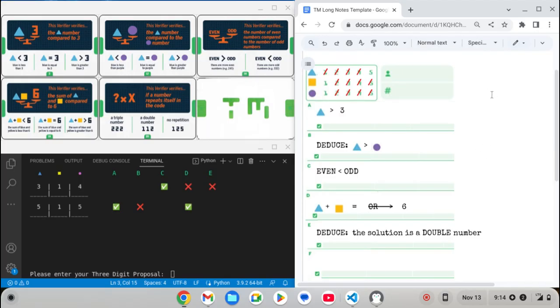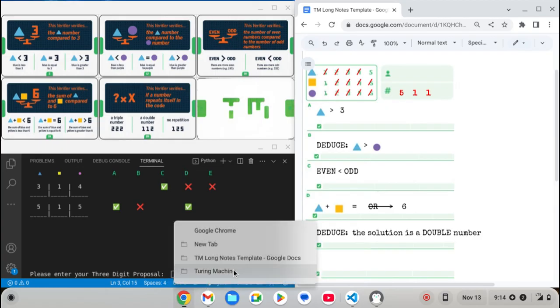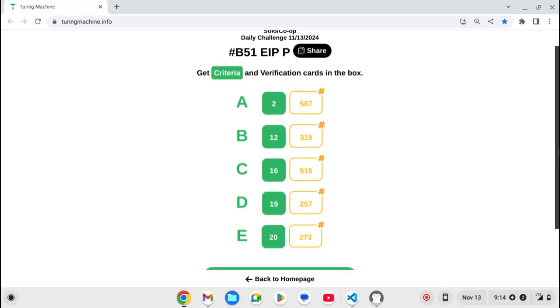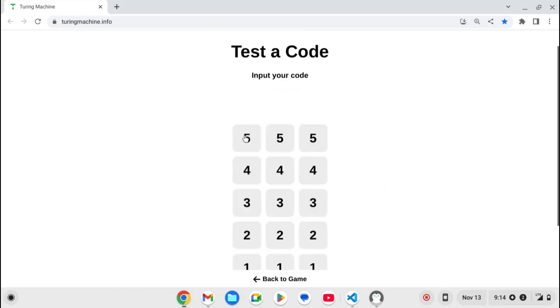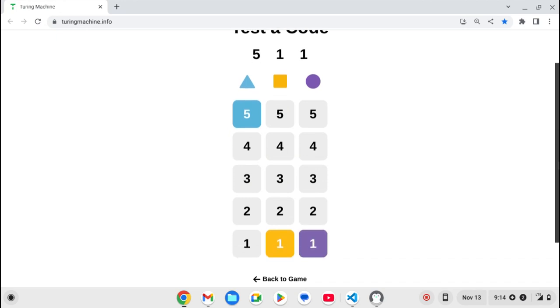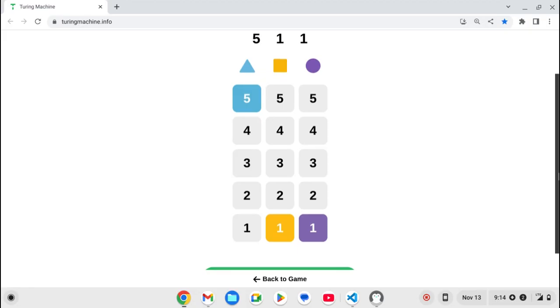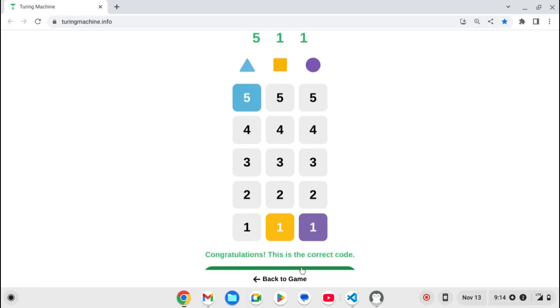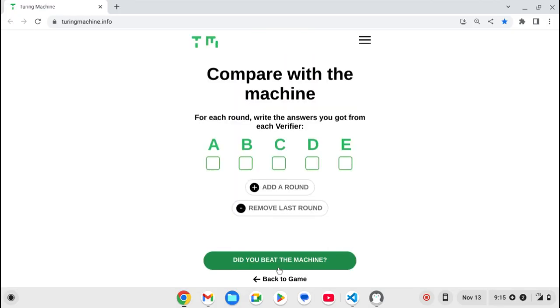And so that would mean that our solution is 511. Okay. So yeah, let's go verify 511. Five, one, one. Okay, yes, fantastic. And how do we do versus a Turing machine?